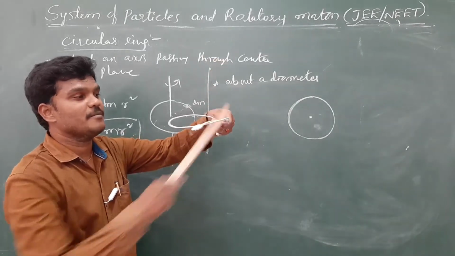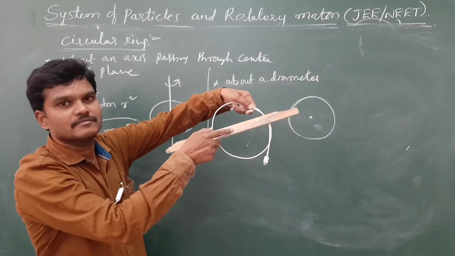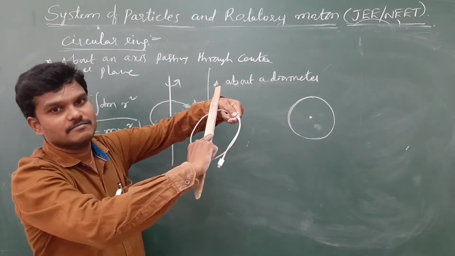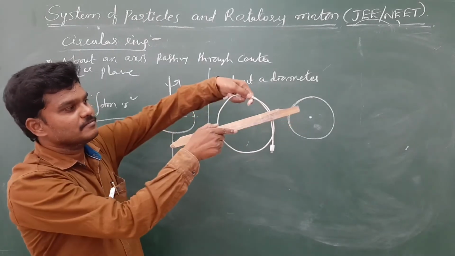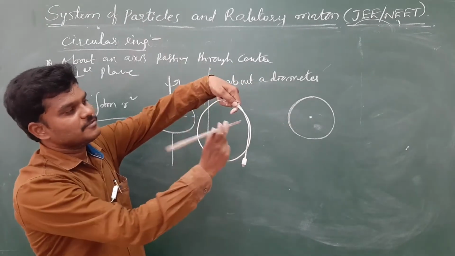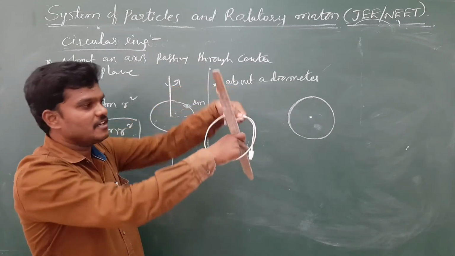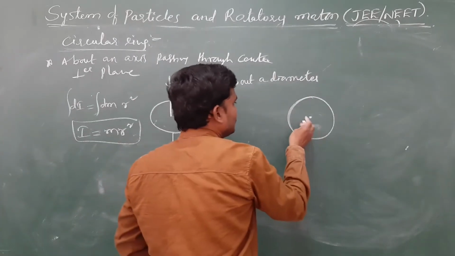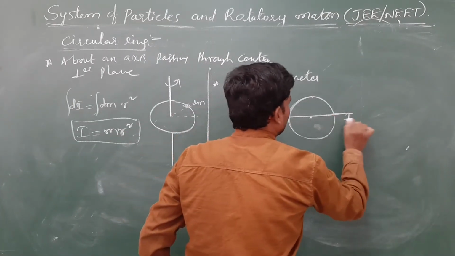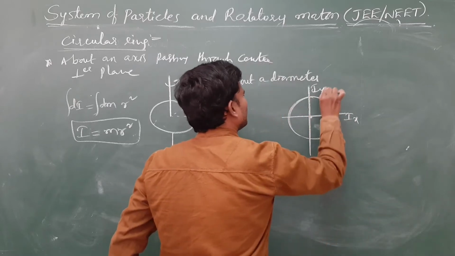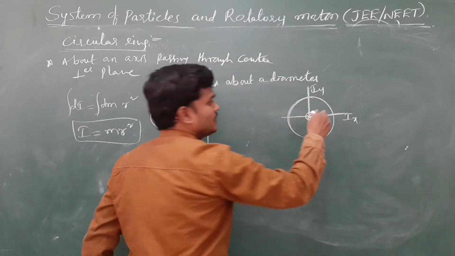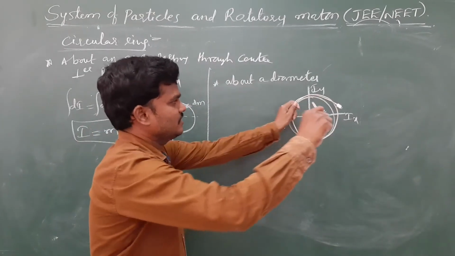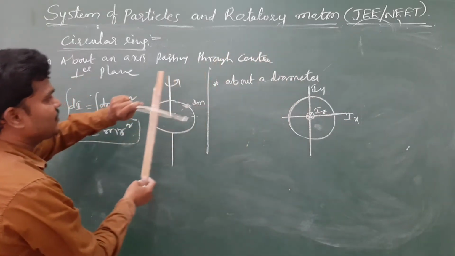Okay, next about the diameter. See, this is the diametrical line, and this is also one diametrical line. Let us suppose one is IX line, other one is IY line. Okay, one is IX, other one is IY, and this one is IZ. IZ already we have first formula. Feel that this is IZ. So let us imagine this is the IX on board. This is IX, and this is IY. The middle one is IZ, like this. IZ already we have a formula mr square.